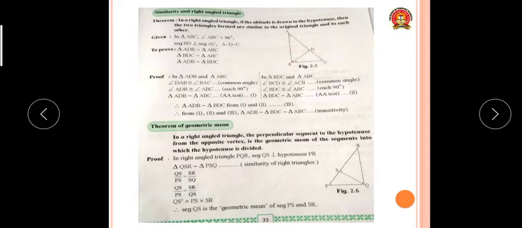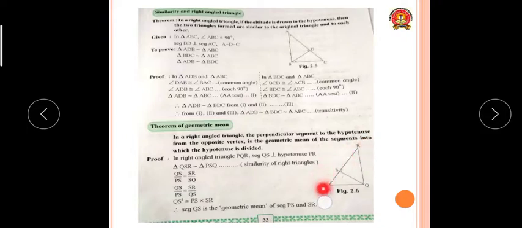Yesterday we saw the similarity of a triangle. In the original triangle ABC, after drawing the altitude from the right angle vertex to the hypotenuse, the two triangles that form are similar to the original triangle. By using this concept, we have to prove the theorem of geometric mean.